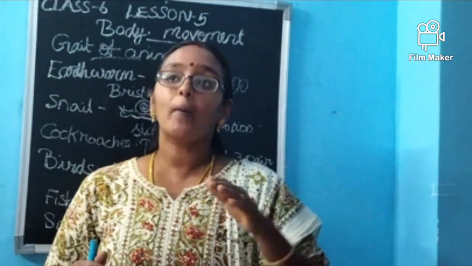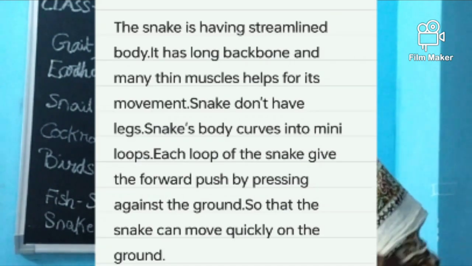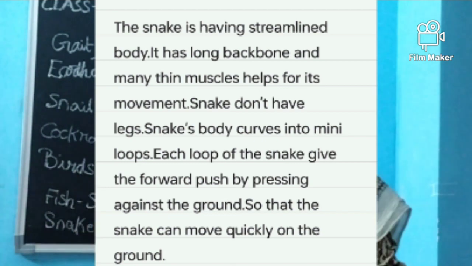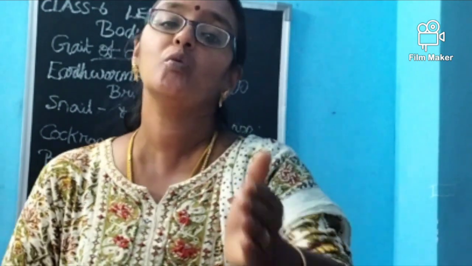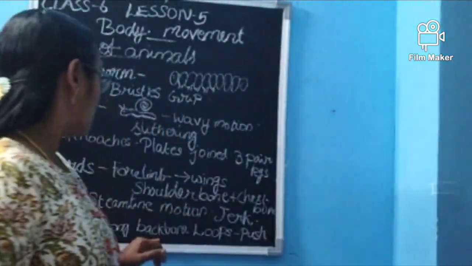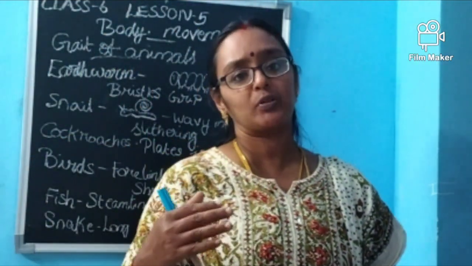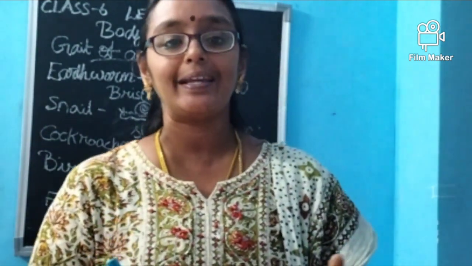So when the snake is moving, it will make a loop over itself. It makes the loops which help the snake to cross all the hindrances or obstacles and move forward. The loops help the snake to push frontward so that it can move quickly and easily.